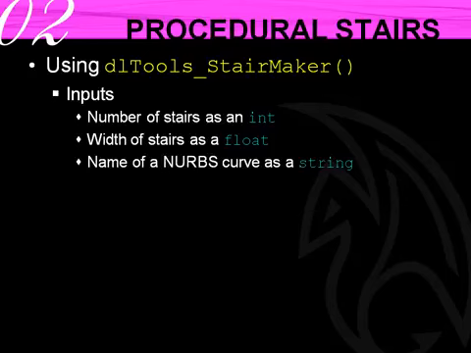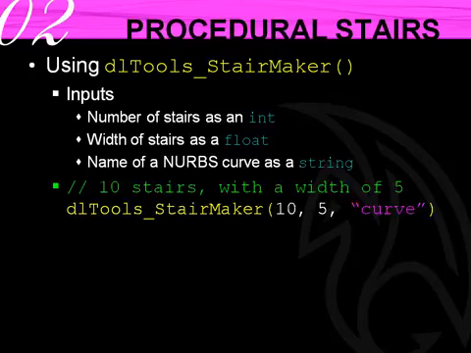Finally, we need to know the name of a NURBS curve as a string. This is the curve that we're going to build the steps along. So if we run this command, here's an example of how we would do it. If we wanted to build 10 steps with a width of 5 along an object called curve, then we would run dltools_stairmaker. We want to build 10 stairs with a width of 5 along a curve called curve.